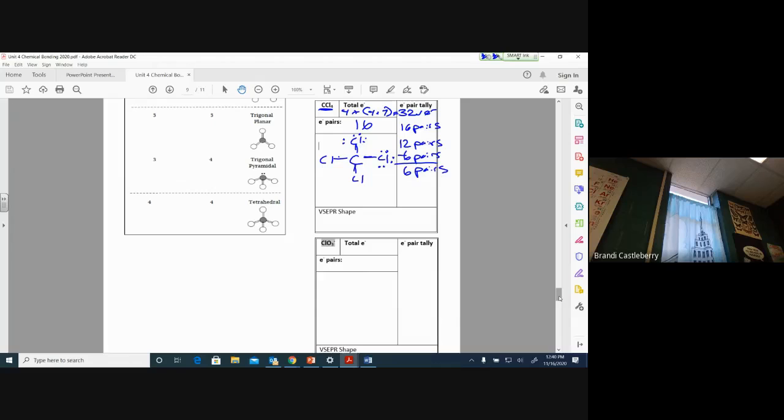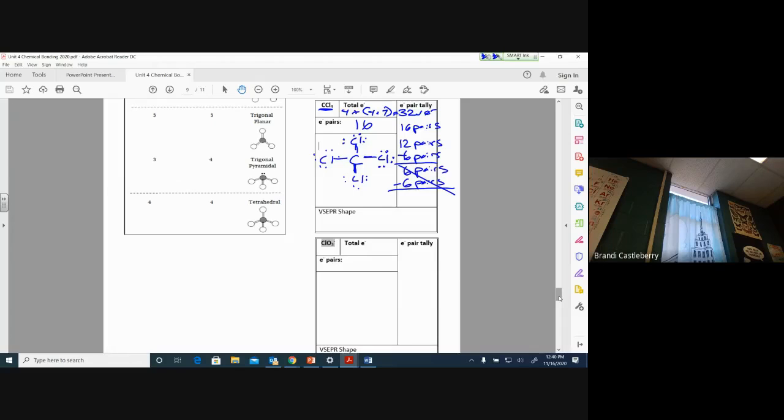So I'll put these on the other 2 outside chlorines. So 1, 2, 3, 4, 5, 6, sharing the 7, 8. And lastly, 1, 2, 3, 4, 5, 6, sharing the 7, 8. And again, that was 6 pairs. So I had 6 pairs left, and I used 6 pairs, so I'm out. I'm out of valence electrons.